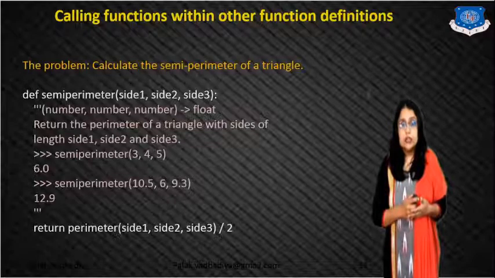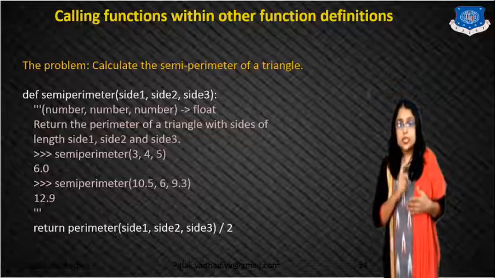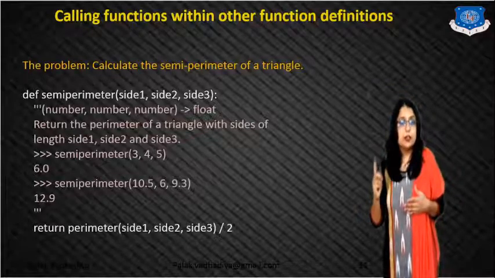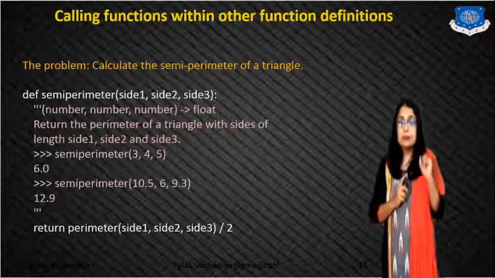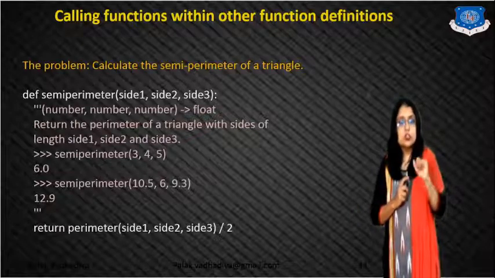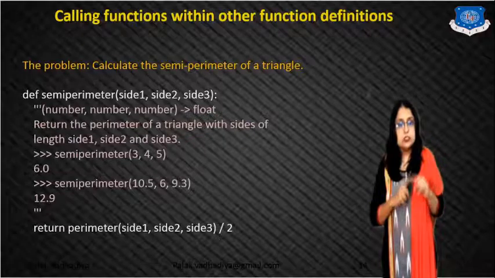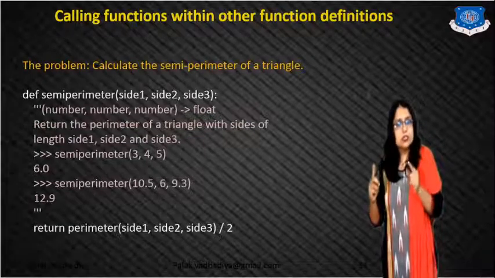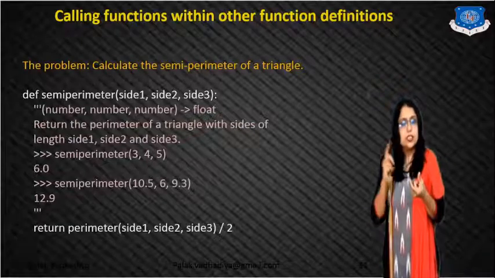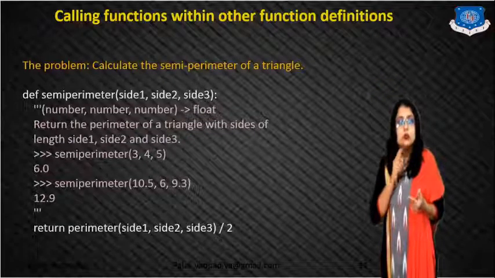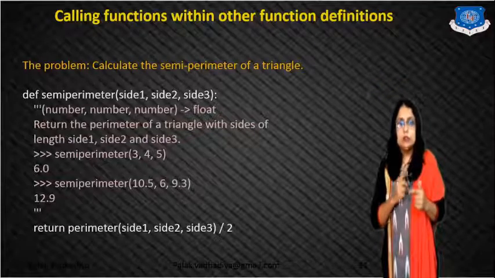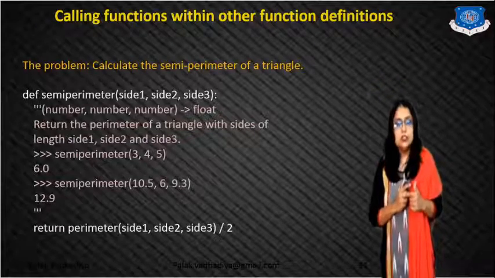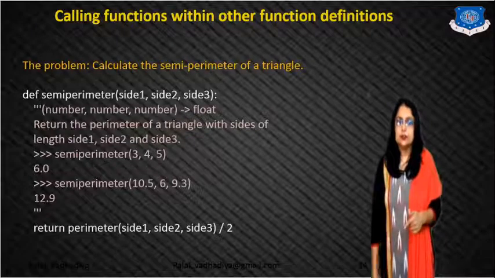So here, in the return statement, I am not writing side 1 plus side 2 plus side 3 divided by 2. That is my perimeter function. So I am just calling that function perimeter with side 1, side 2, side 3, and whatever the answer is, I want to divide by 2. So here we can say it's a calling of a function within another function definition.